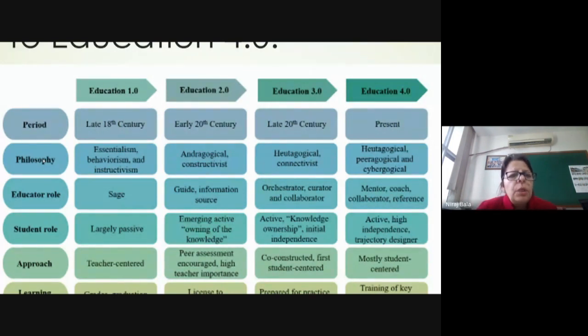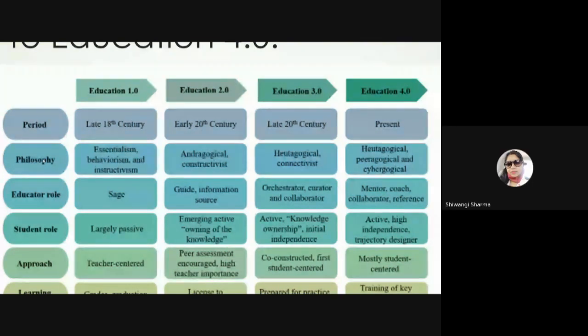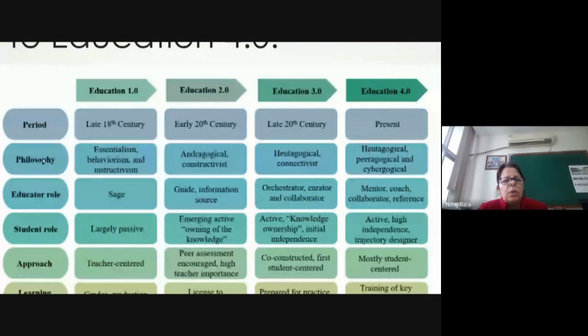If you see, during the 18th century, what type of education system was there? Can anybody give some input? During the earlier education system, the philosophy as per this chart was essentialism, behaviorism, and instructivism. If we take the example of our country, even before the 18th century, in the time of the kings, they used to send their kids to the forest, and they used to have one guru. Guru shiksha. If you see Gurukul in our mythologies, the Mahabharata and all, there was Gurukul. Yes, very true, ma'am. So that was the system we had earlier.